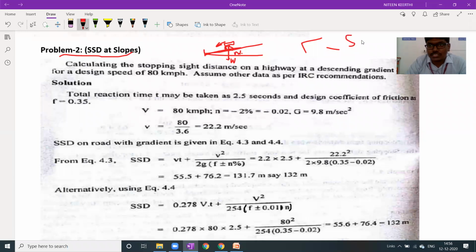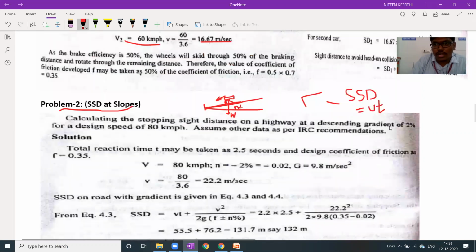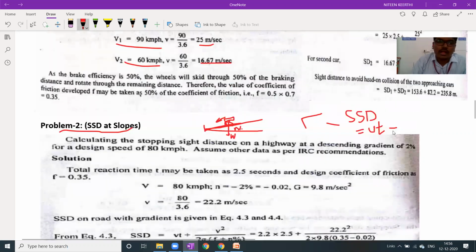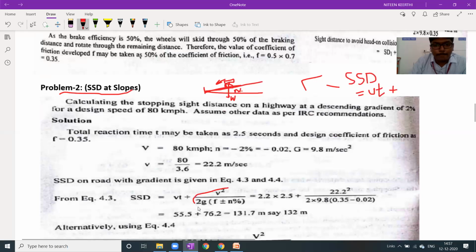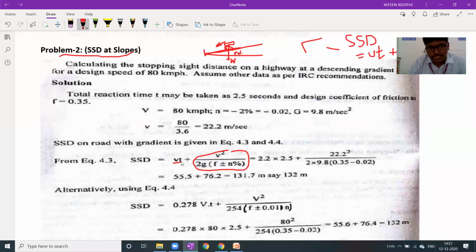So if I write SSD, SSD is equal to lag distance plus braking distance. Lag distance is small v into T. That will be the same for stopping sight distance on level road and stopping sight distance at slopes. But braking distance changes. Braking distance in case of SSD is V squared divided by 2g into f plus or minus n divided by 100. So this v into t lag distance remains the same for SSD at level road and SSD at slopes.